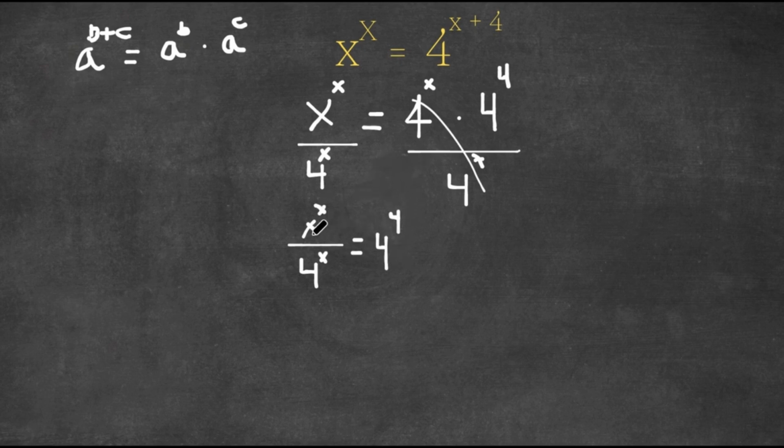Now we're going to change this into x over 4, all to the power of x, because both the numerator and the denominator are already to the power of x. So we're just putting the x over here and putting parentheses. And this is equal to 4 to the power of 4.